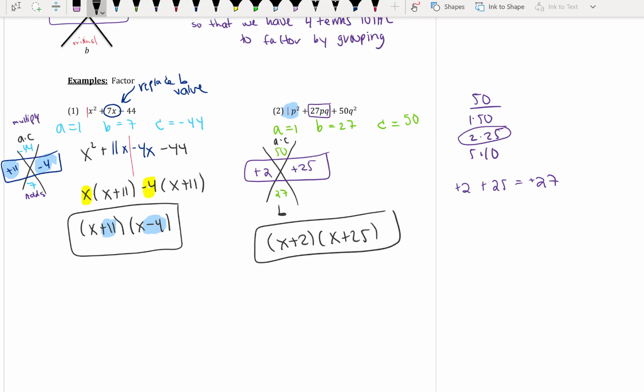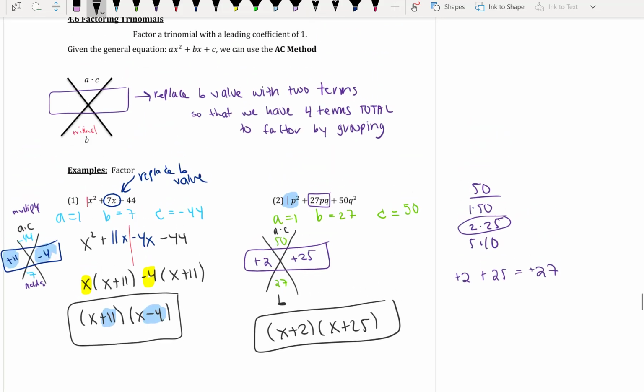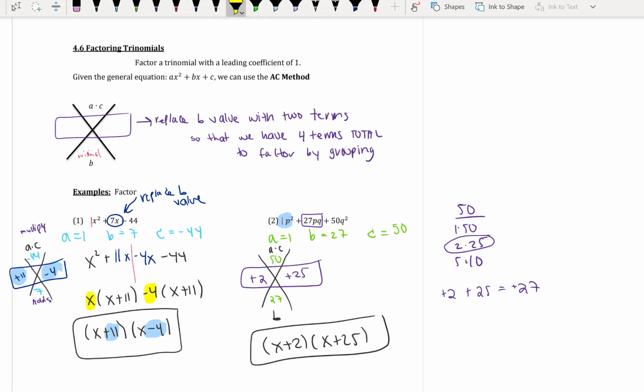Now, could I have rewritten this in 4 terms? Absolutely, and I would have gotten the exact same answer. But this is the beautiful thing, that when you have your leading coefficient of 1, when you do the AC method, those 2 terms that you found will go directly into your parentheses. But it's only with the leading coefficient of 1. So you have to make sure that that leading coefficient is 1 in order for this to work out.